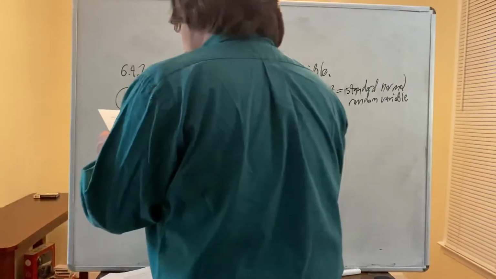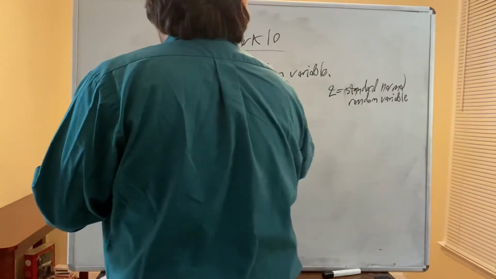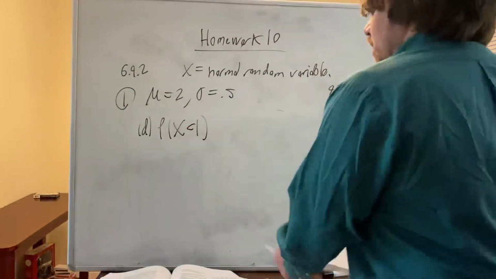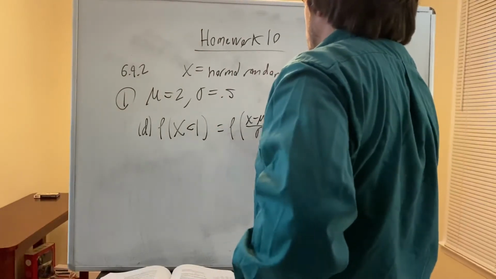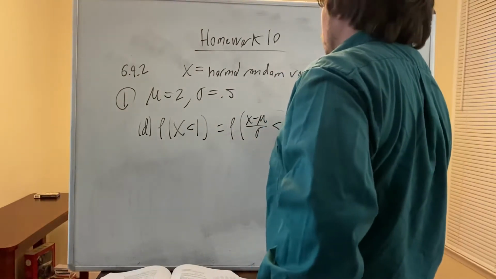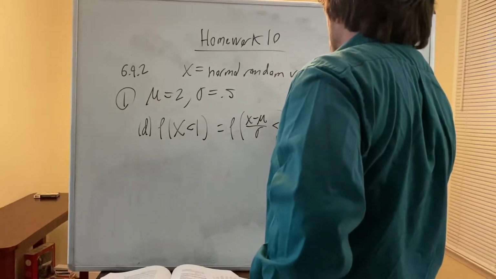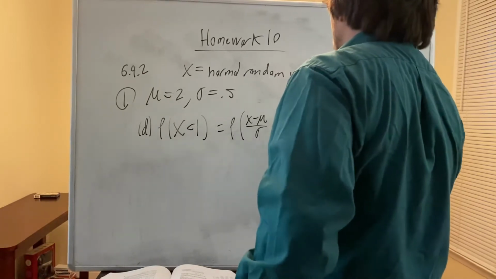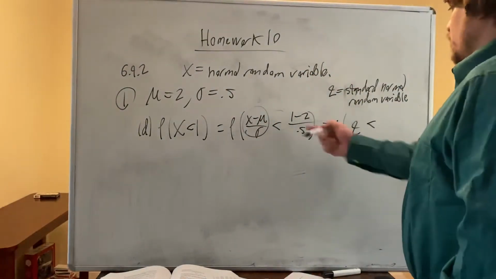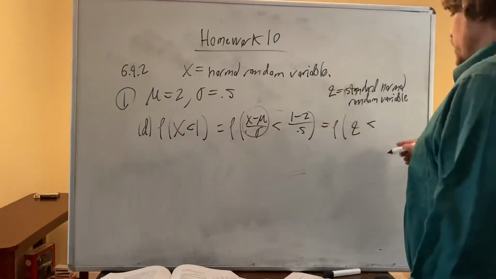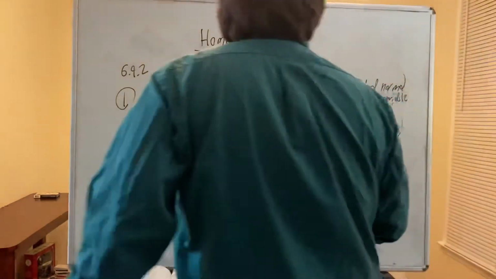For part D, find the probability that X takes on a value less than 1. This is the probability that (X minus mu) over sigma is strictly less than (1 minus mu, which is 2) divided by sigma, which is 0.5. That's equal to the probability that Z is less than... 1 minus 2 is negative 1. Negative 1 over 0.5 is negative 2. Probability that Z is less than negative 2.